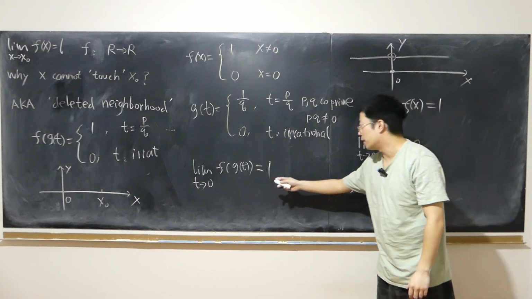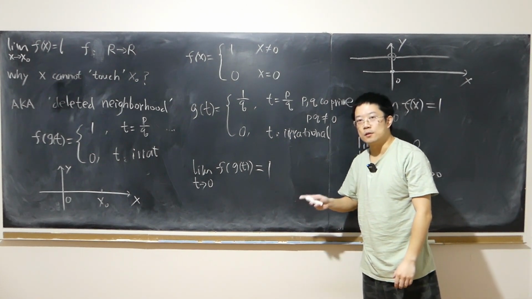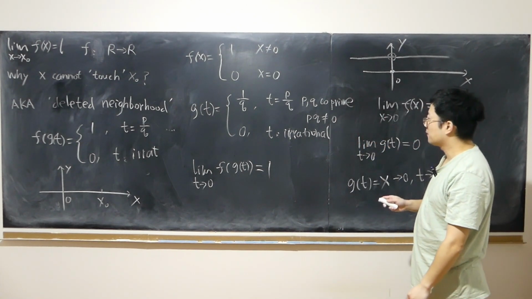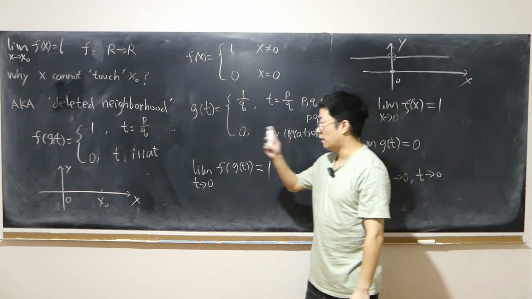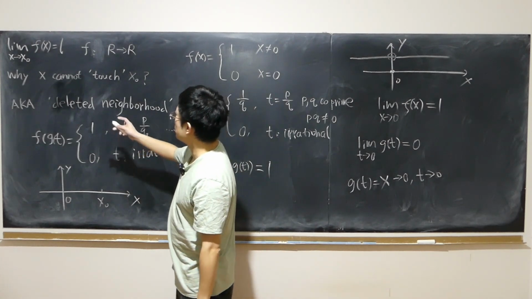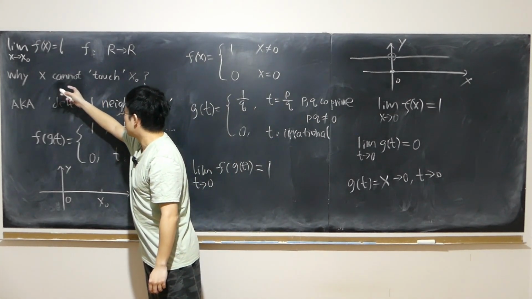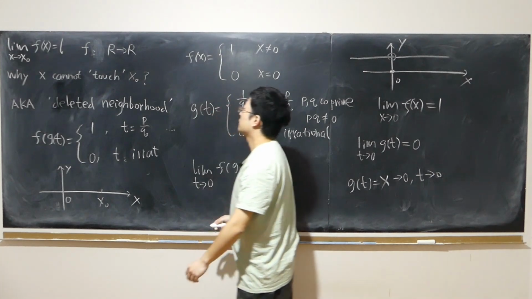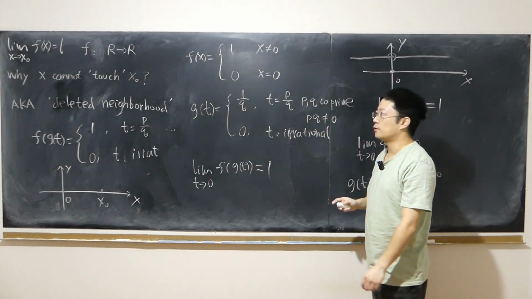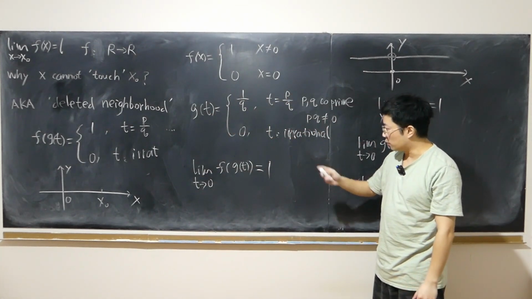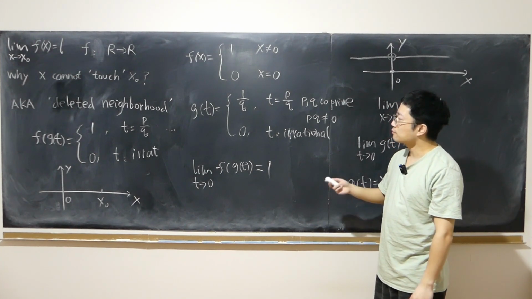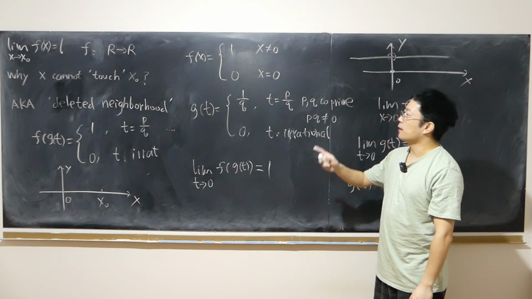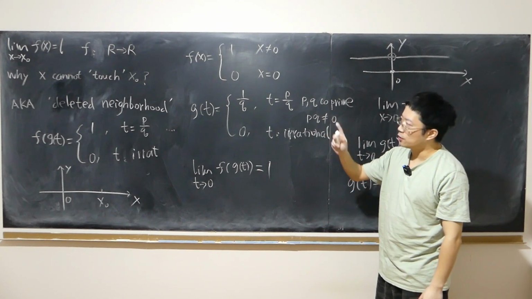So it cannot have a limit anywhere. Contradiction. How can it have a limit of 1? So what's the problem here? The problem here is that, coming back to the very first question, why can we not let x touch x naught? It can never touch x naught. That's when the problem will occur, because in this case, x is actually touching x naught.